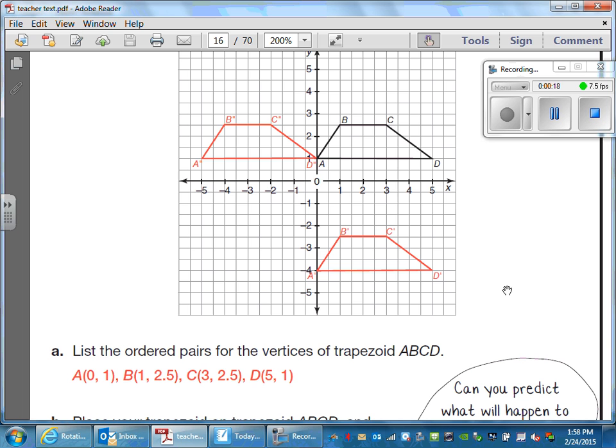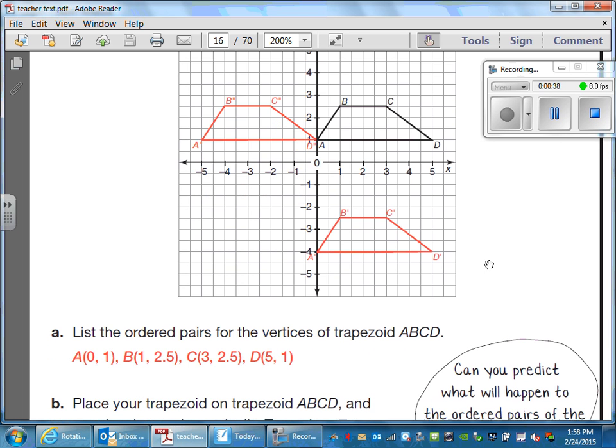Letter A says list the ordered pairs. Remember, you go in the house and upstairs. So A will be (0, 1), B (1, 2.5), C (3, 2.5), D (5, 1). Remember to pause the video anytime you need to take in some information.